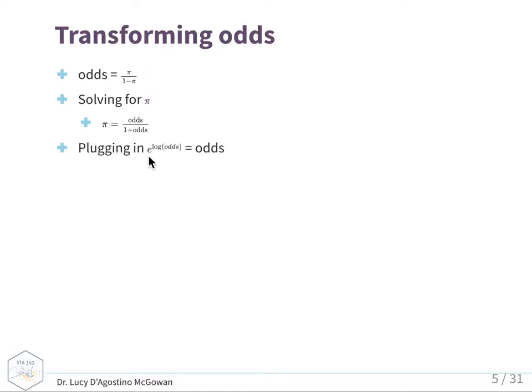So if we plug in that e to the log odds is equal to the odds, then we know that the probability, pi, is equal to e to the log odds over 1 plus e to the log odds. And now this should look really familiar, because this is that logistic form that we had just shown in the previous lecture. And plugging in log odds, we get that the log of the odds is equal to beta 0 plus beta 1 x. And so this is getting it into that logit or log odds form. And so that pi is going to be equal to e to the beta 0 plus beta 1x over 1 plus e to the beta 0 plus beta 1x.